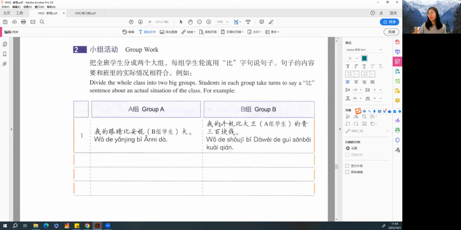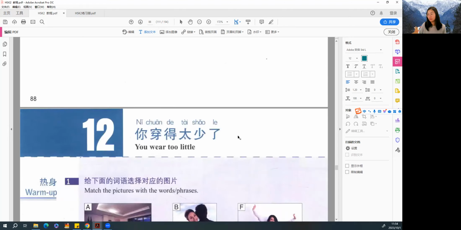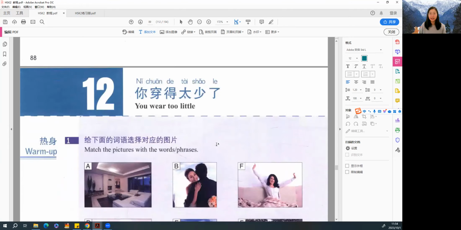So my phone, 我的手机比大卫的. Here there's probably something to pay attention to: we don't have to always repeat the object. We can simply add the person following, so we know whose phone that is, right? Whose phone? Great. Then we finish lesson 11.